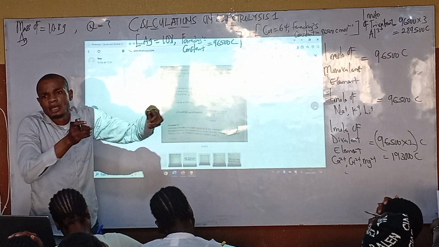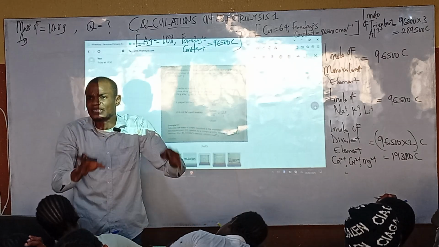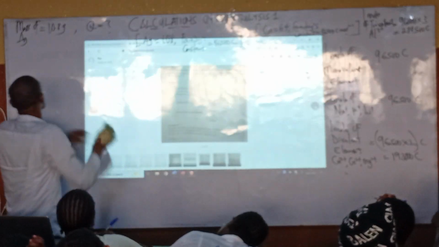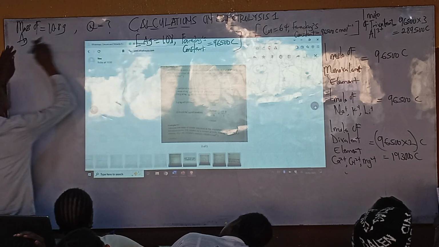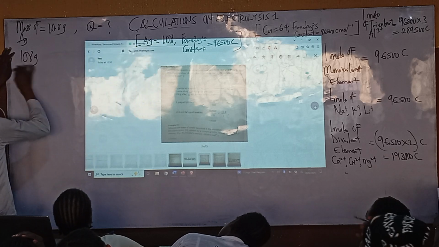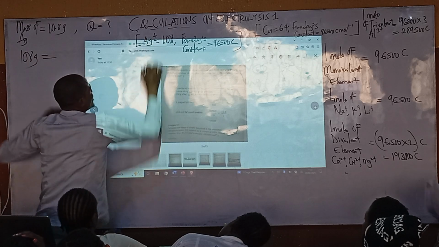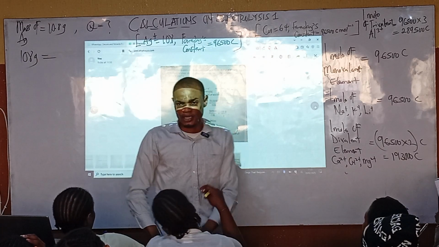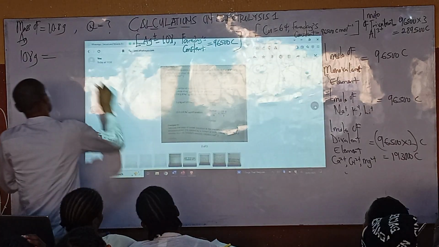What's the instruction? Atomic mass and the quantity of electricity, right? We have a case of mole also; we are coming to that. What is the atomic mass of silver? 108 gram equals what? Silver, you ask yourself, is it monovalent, divalent or trivalent?